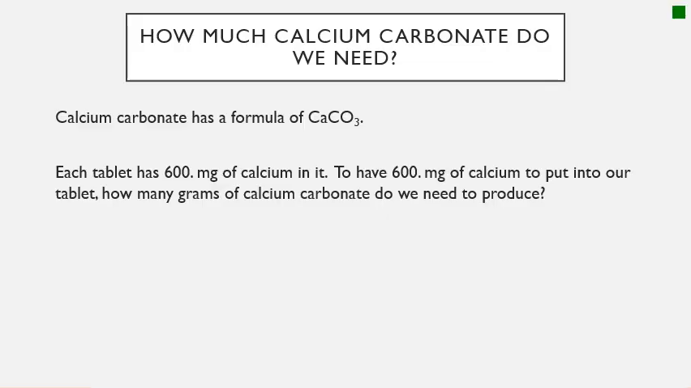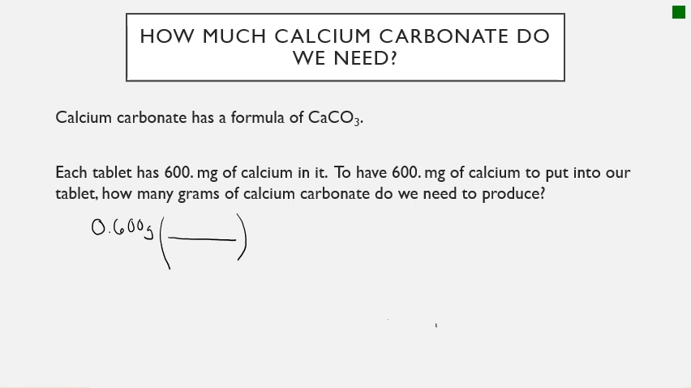Okay. Now, calcium carbonate has a formula of CaCO3, but the label only tells us about calcium. So the first thing we need to know is, okay, we need 600 milligrams of calcium, but we need to get it from calcium carbonate. So let's write down some information. We know we have 0.600 grams of calcium. Okay, and let's get that into moles. Maybe that might be a helpful thing to do.